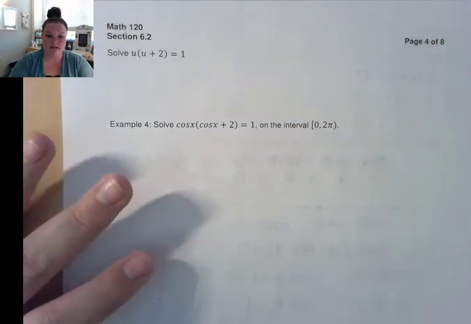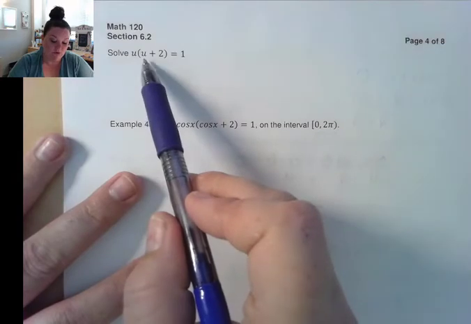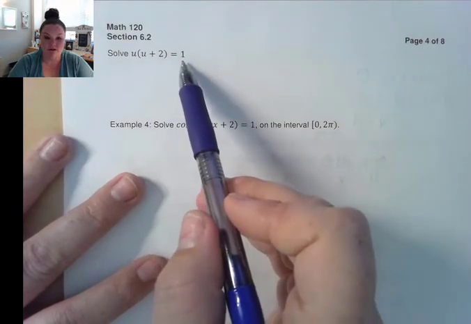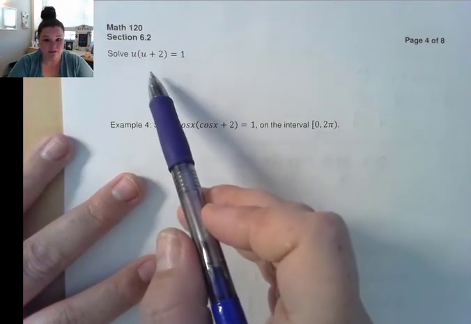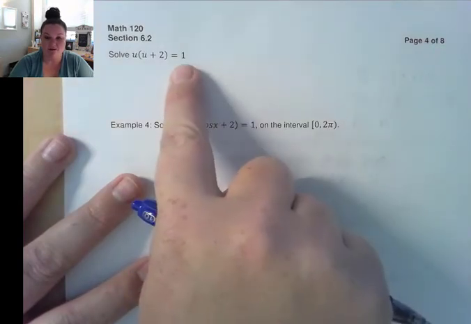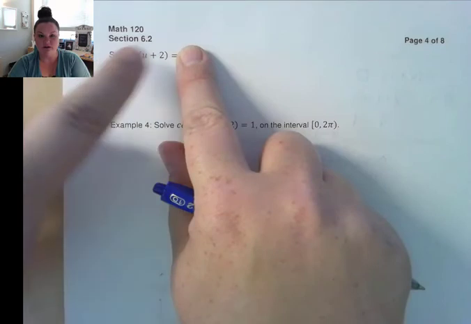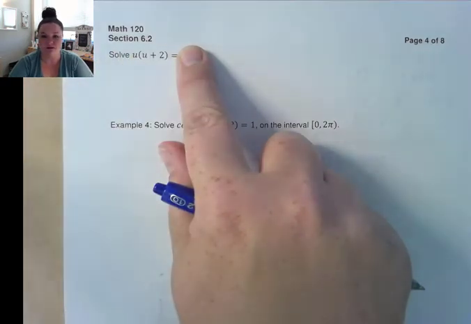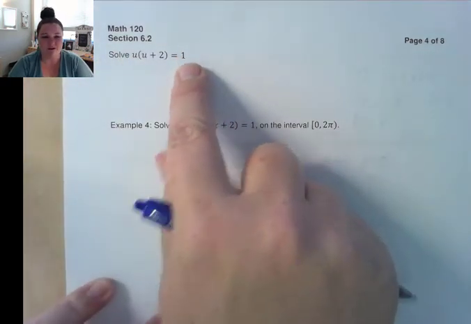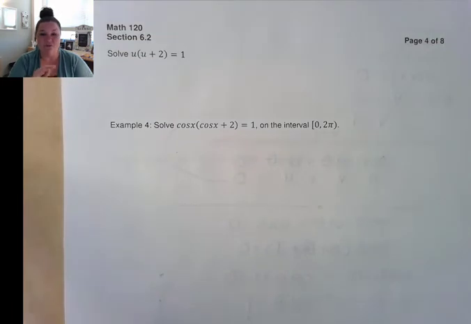This one says u times u plus 2 equals 1. Now this is different from the other one we did, right? Because before we had a 0 over here. If you have a 0 over here, then you can just say, okay, u equals 0 or u plus 2 equals 0. But that only works if you have a 0. Here we have a 1. So we want it to be equal to 0 so that we can solve.